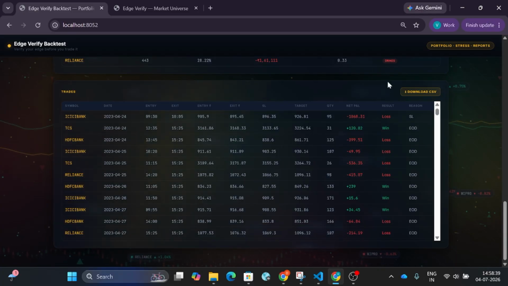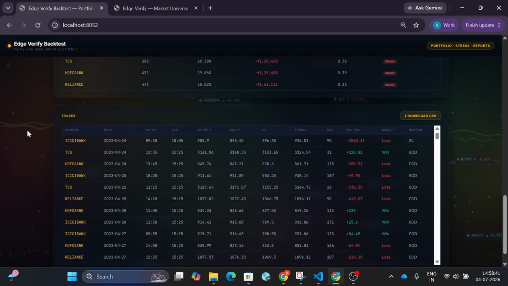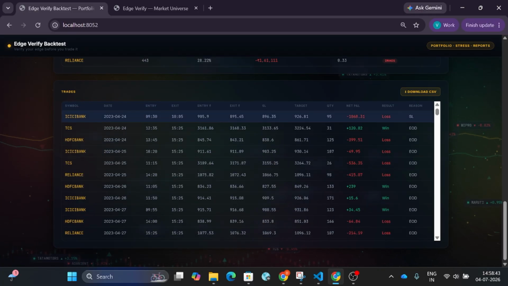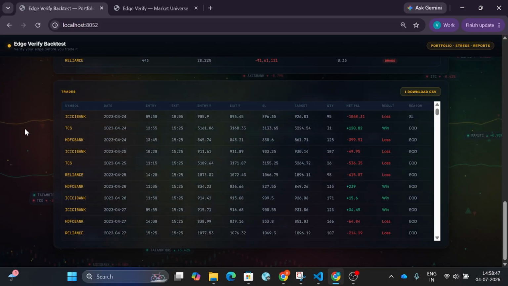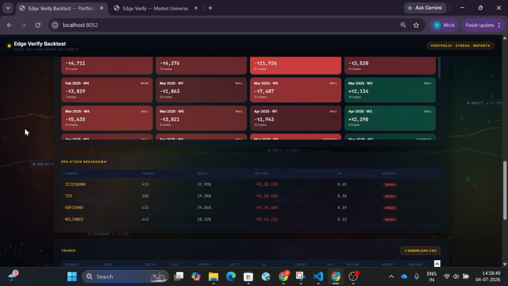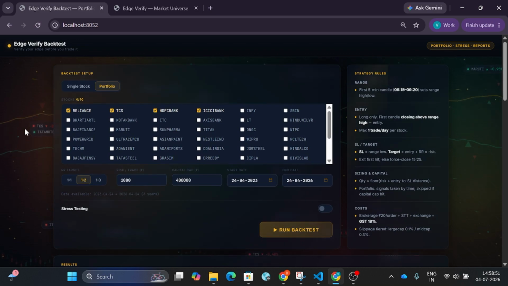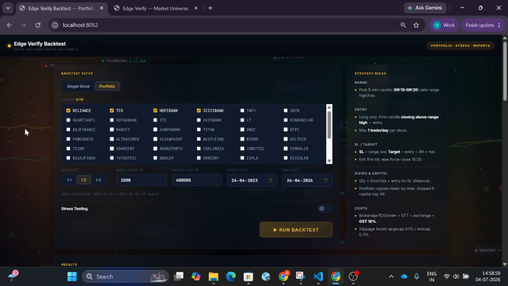Like this you can also download the CSV file and review it yourself, and you can also review all the entries on real brokers. In that way you can verify your reports. That is how this Edge Verify platform works, and inside the Edge Verify platform, this is the backtest feature. That is how it helps us verify our strategies.